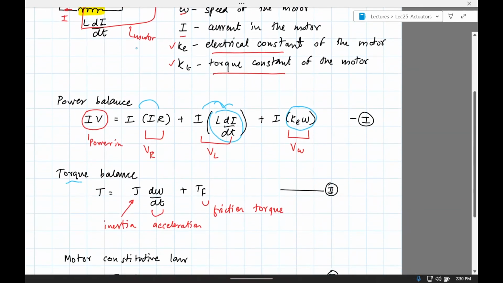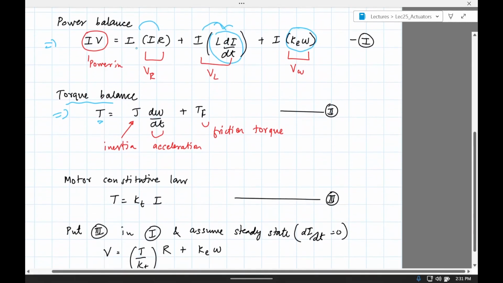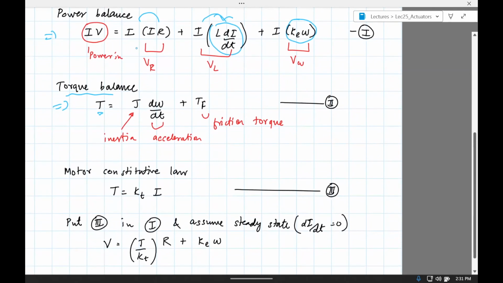We can also do a torque balance. This is the electrical part of the circuit. This is the mechanical part. Here, the torque produced by the shaft goes in 2 parts. One is it goes to fight the friction. There's always some friction in the shaft, anything mechanical. And then there is the inertia of the shaft and the motor. So that's basically the torque balance.